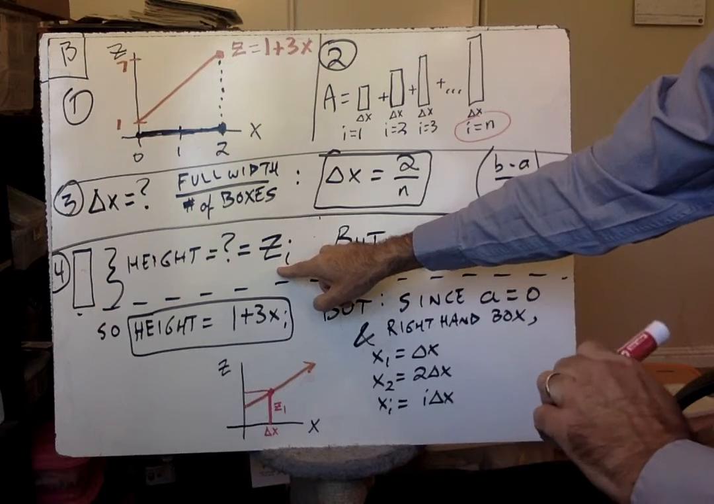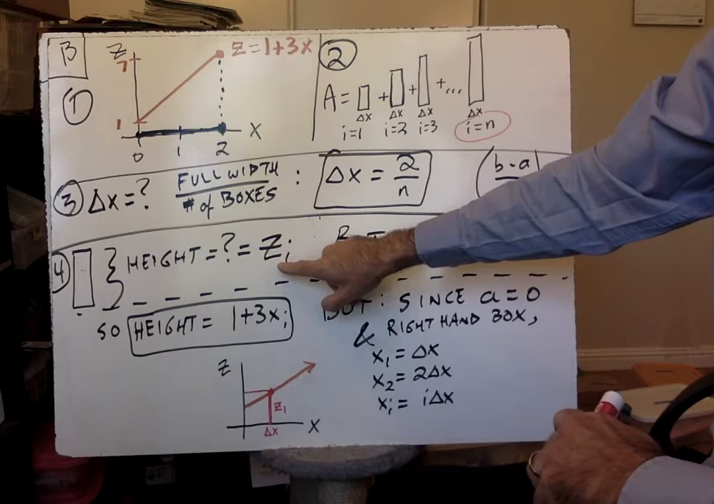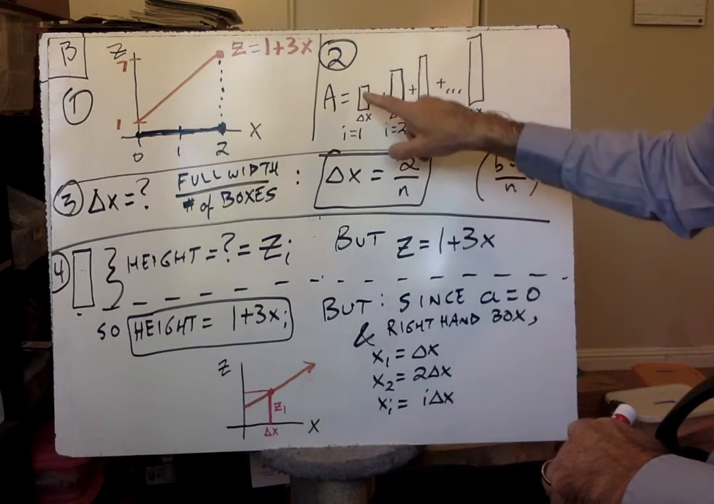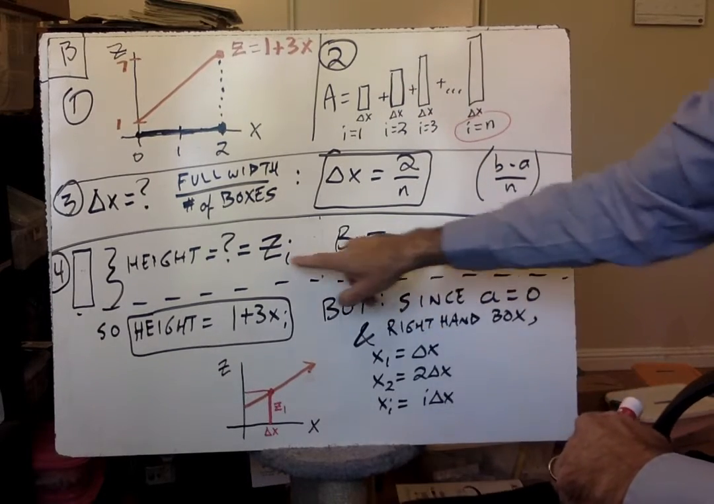We can express it in terms of I and n. We don't have to add another letter, z. So the height is z. And that z is changing, so we write zi. It's different for every box. There's a z1, a z2, a z3. But here's how we're going to get rid of the letter z.